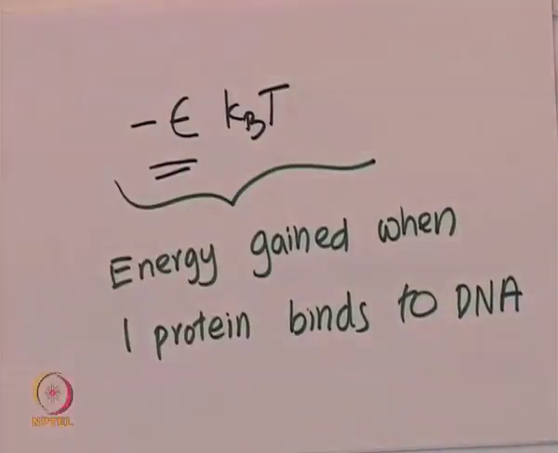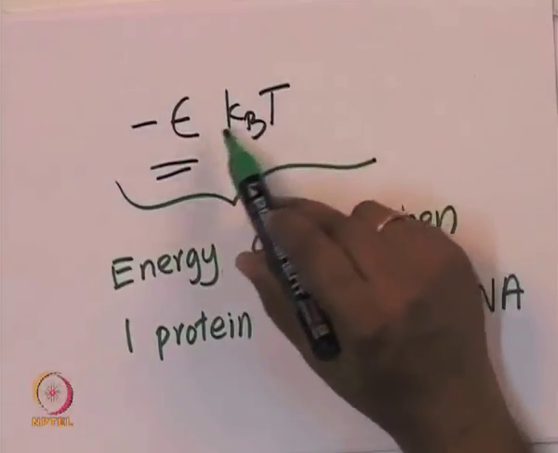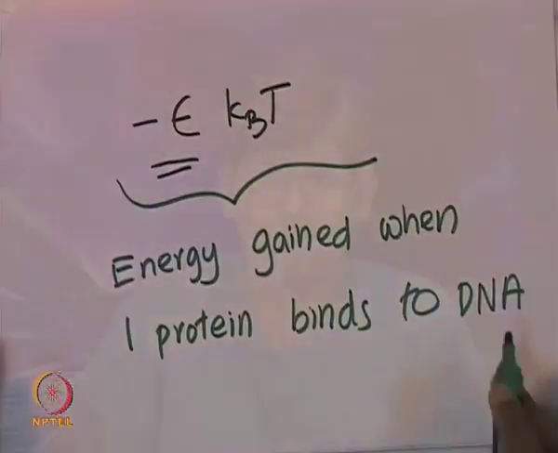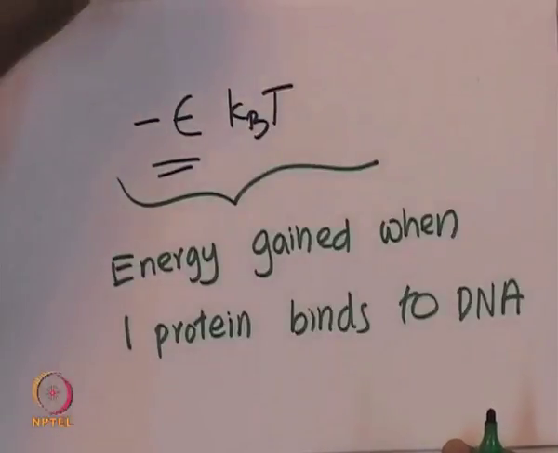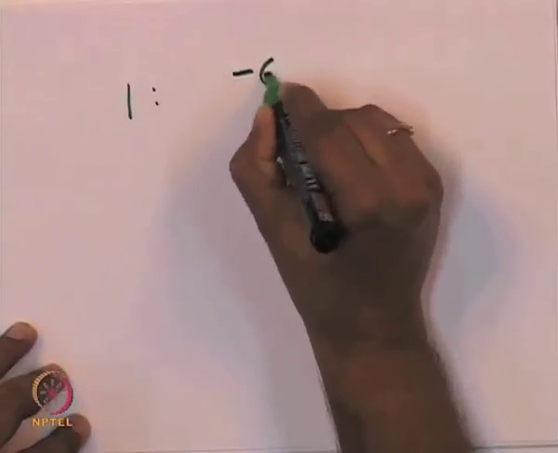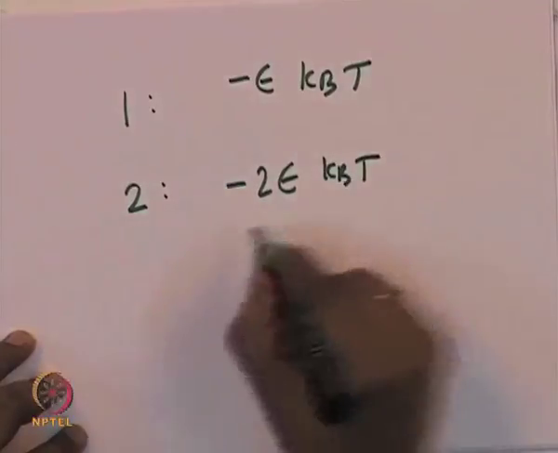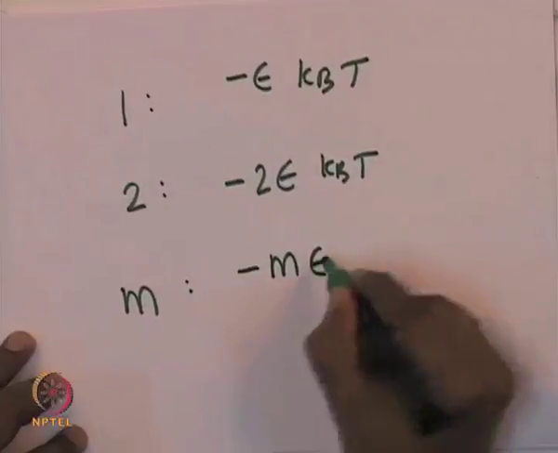This epsilon can be some number, 1, 2, 3, 4 or 1.5, 3.5. kBT is a unit of energy, about 10 power minus 21 joule. So, a certain amount of energy will be gained when a protein goes and binds. This is the energy gain. If two proteins bind, the energy gain will be minus 2 epsilon kBT. So, one protein gives minus epsilon kBT, two proteins minus 2 epsilon kBT, similarly 3 proteins minus 3 epsilon kBT. If there are m proteins, the energy gained is minus m epsilon kBT.